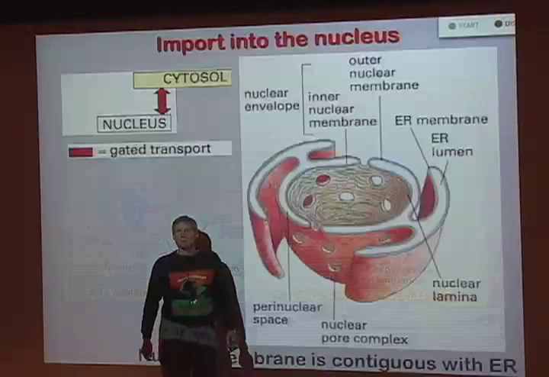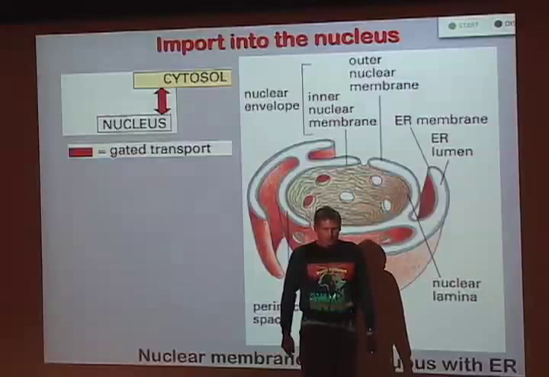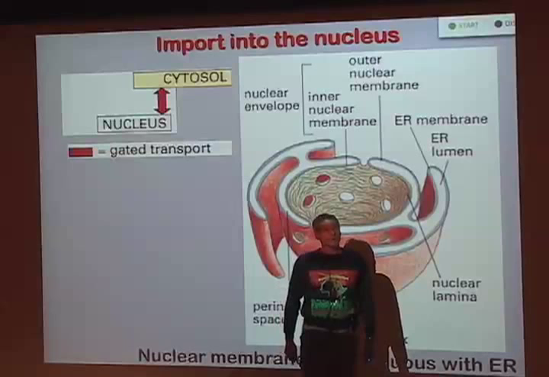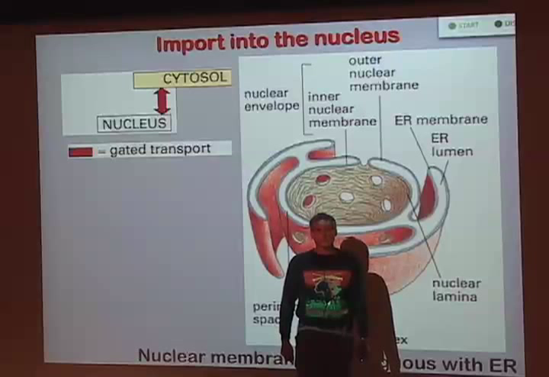Is that only done in the lab, or does that happen in nature? The question is, does that only happen in the lab? The answer is no. There are mutations which will block transport, and those mutations are sometimes found in genetic diseases. Good question.